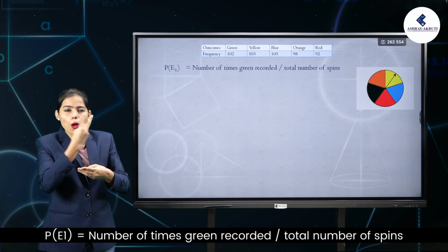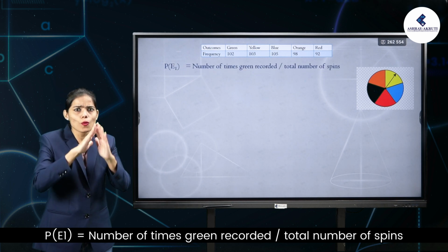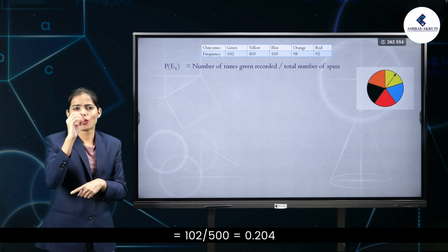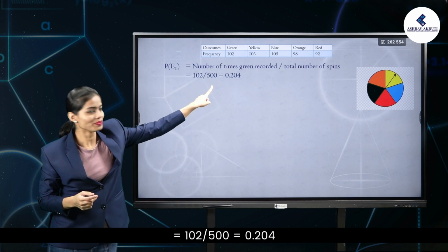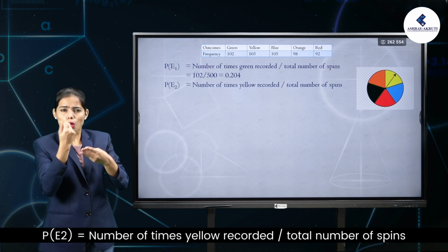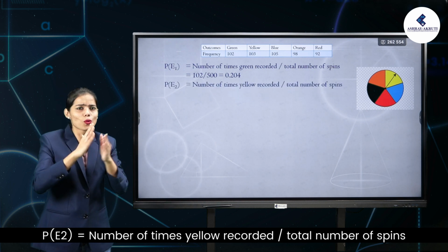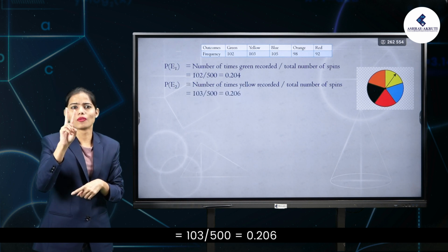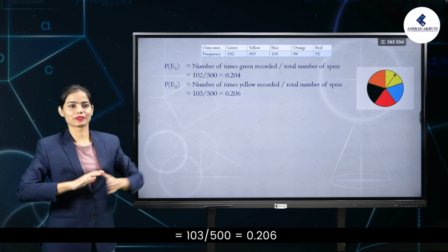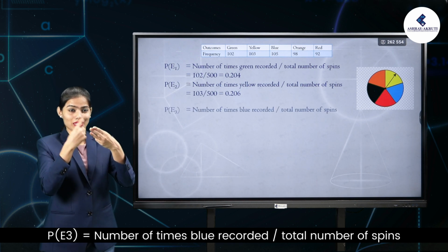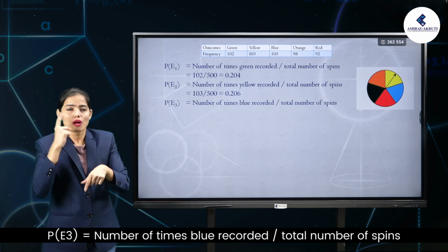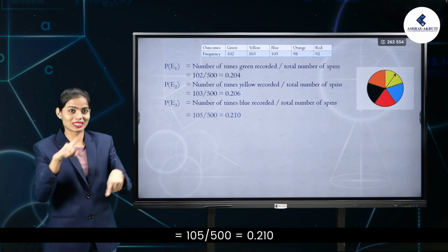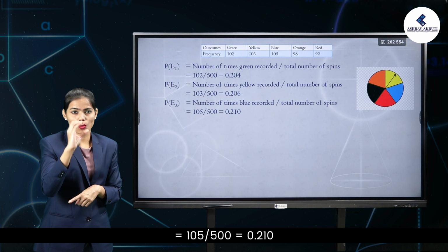P(E1) = number of times green recorded by total number of spins = 102 divided by 500 = 0.204. P(E2) = number of times yellow recorded by total number of spins = 103 divided by 500 = 0.206. P(E3) = number of times blue recorded by total number of spins = 105 divided by 500 = 0.210.